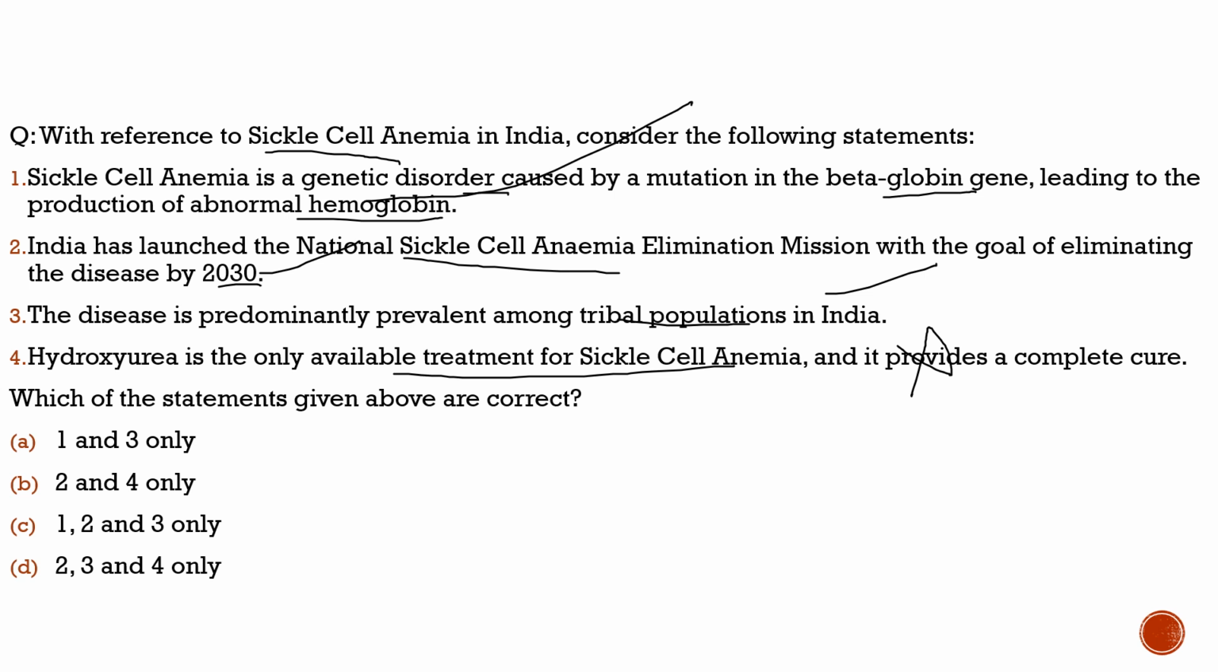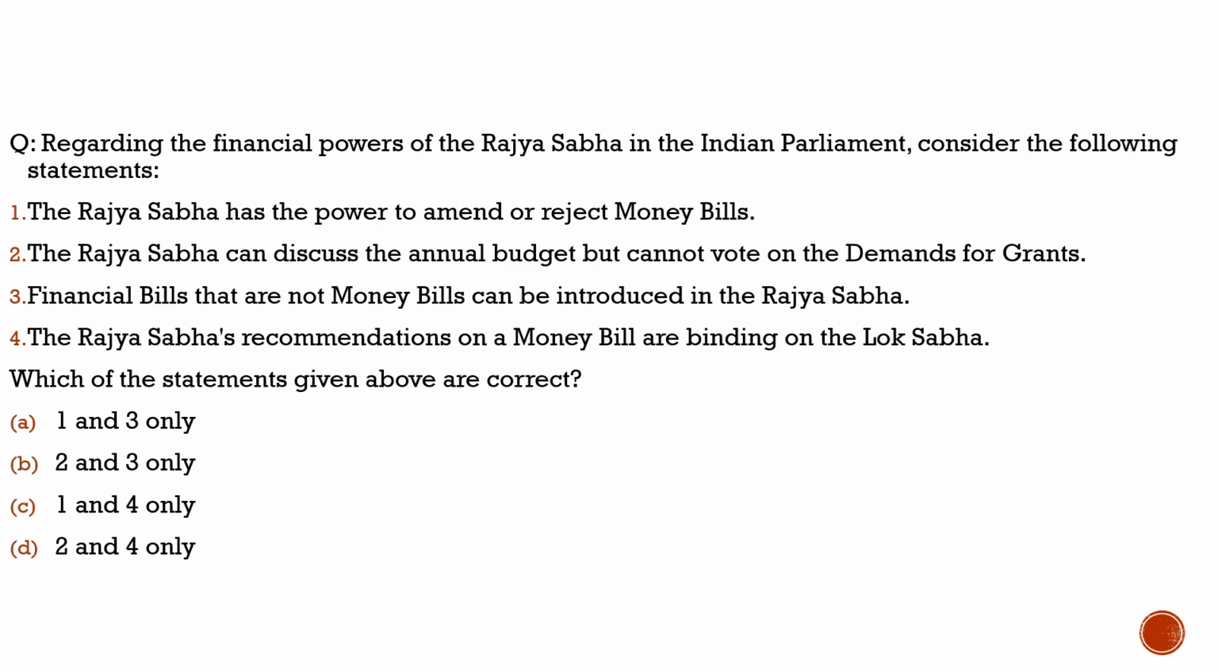And from the code given below, the correct code would be option C. With this, we have completed our discussion with respect to the questions from current affairs. Now let's move to another part of our discussion where we will solve a question from the static portion. Currently we are discussing the Rajya Sabha in the Indian Parliament, and today we are going to discuss the financial powers of the Rajya Sabha.